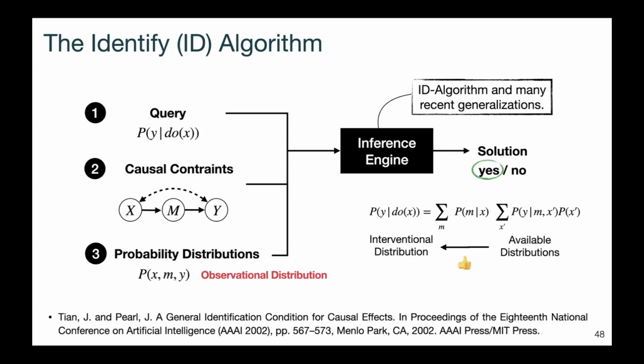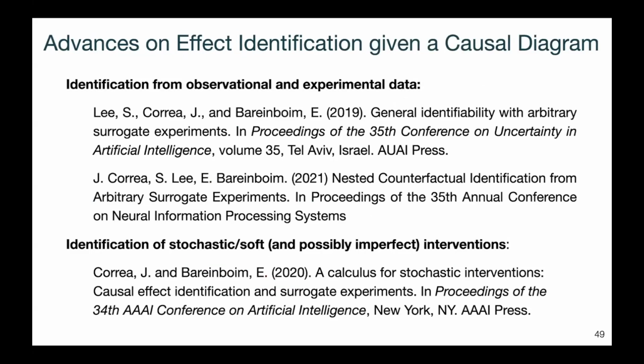Okay. There are many generalizations of the ID algorithm. So this is a paper from 2002. How much time do I have? Okay, that's good. So I'm now going to discuss some generalizations that we have in the field. First, in the sense of effect identification, we now have cases where we have available not only observational data, but also experimental data. So how can you put them together? And then in the end, you just need an expression that depends only on the available distributions.